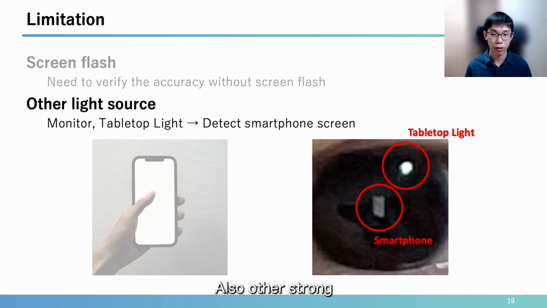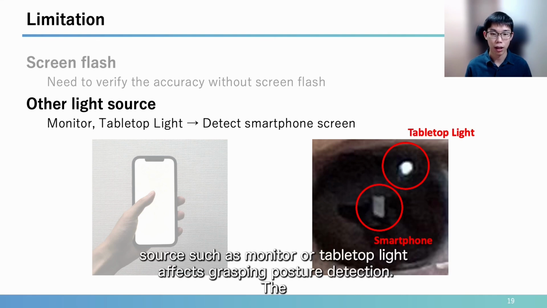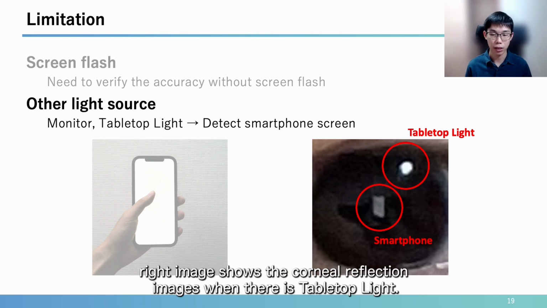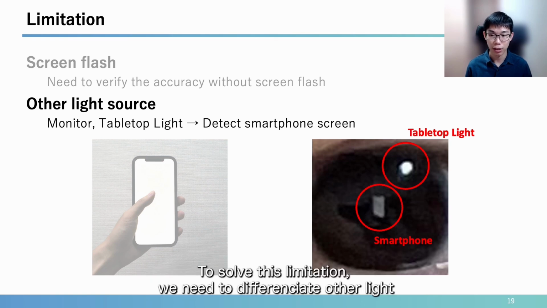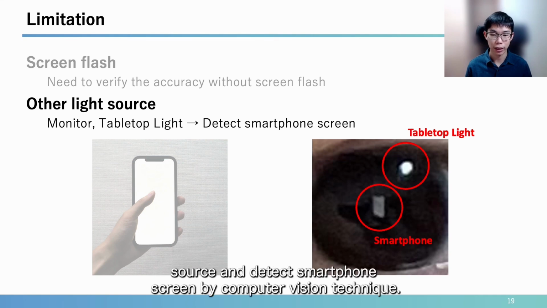Also, other strong light sources, such as a monitor or tabletop light, affect grasping posture detection. The right image shows the corneal reflection images when there is a tabletop light. To solve this limitation, we need to differentiate other light sources and detect the smartphone screen by computer vision techniques.